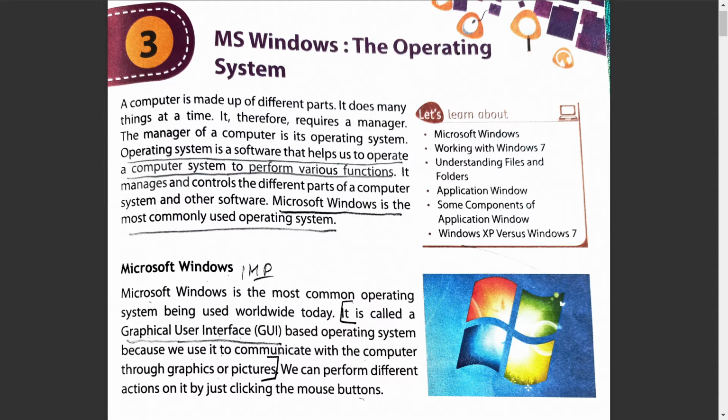Today I am going to discuss with you chapter number 3 from your computer book, that is MS Windows, the operating system. You all know that the operating system is a part of the system software that runs the computer. It manages all the input, process and output tasks. And there are different types of operating systems. Now, among them, Windows is the most commonly used operating system. It was developed by a company called Microsoft Corporation.